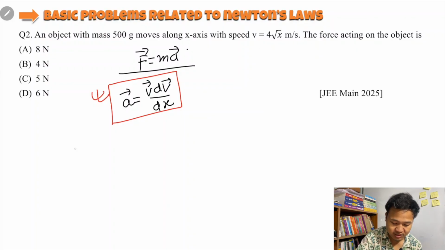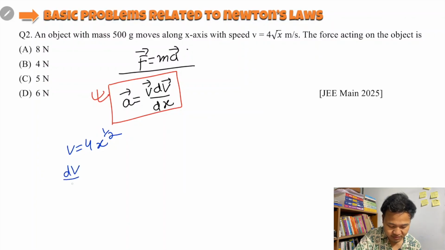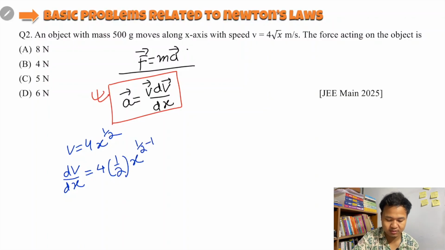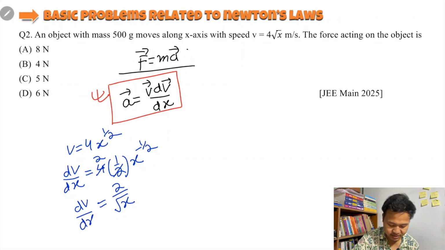V is given as 4 root x. So 4 root x means 4 x power 1 by 2. So what will be dv by dx? Differentiating with respect to x, dv by dx will be 4 into 1 by 2 x power 1 by 2 minus 1, that means x power minus 1 by 2. So this is 2 divided by root x. This is the value of dv by dx.